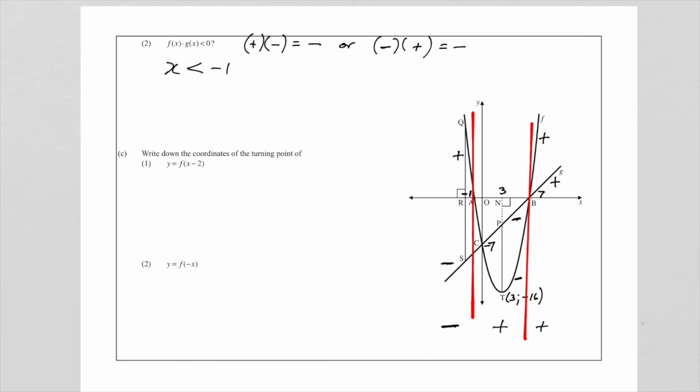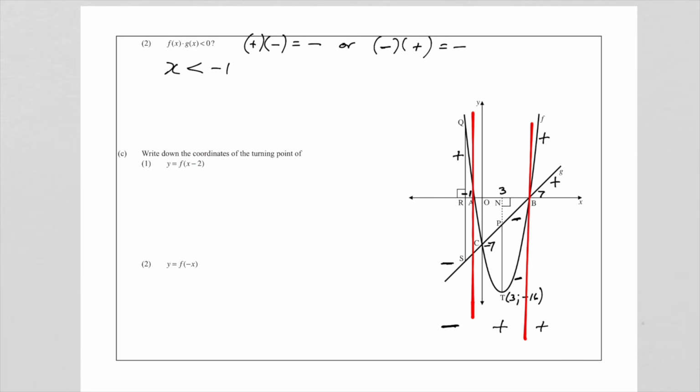For the last two questions, they ask us to find the coordinates of the turning point, but they give us a transformation within f(x) notation. For us to be able to answer this question, it is really important that you understand this notation. This notation means that it is f of x minus 2. That is the y. So what we must do is take the f of x function, which is the parabola, and shift that parabola.